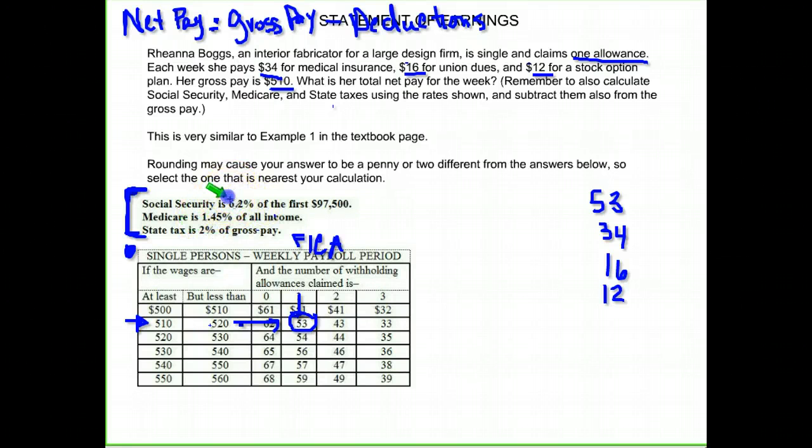To find those, you take the tax rate times her weekly pay. Her pay was $510. The tax rate for Social Security is 6.2%. Move the decimal over 2 places, so we get 0.062, and multiply by her gross pay. That gives me $31.62. So there's another deduction. I'm going to put that on my list of what I'm totaling up.